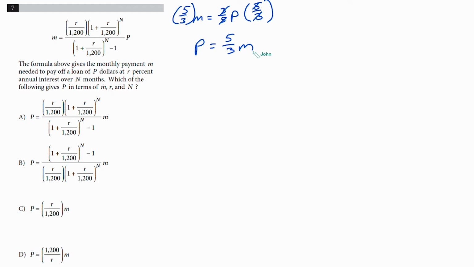Problem 7 has the same structure. All we need to do is multiply both sides of the equation by the reciprocal of this nasty looking fraction, and we get answer choice B.